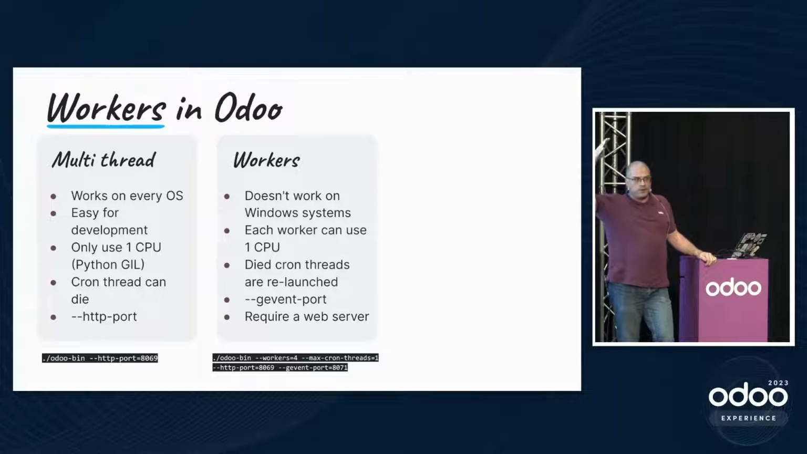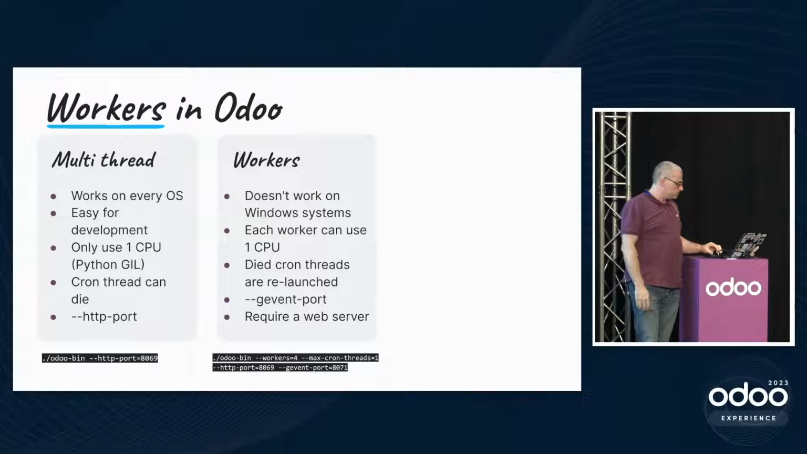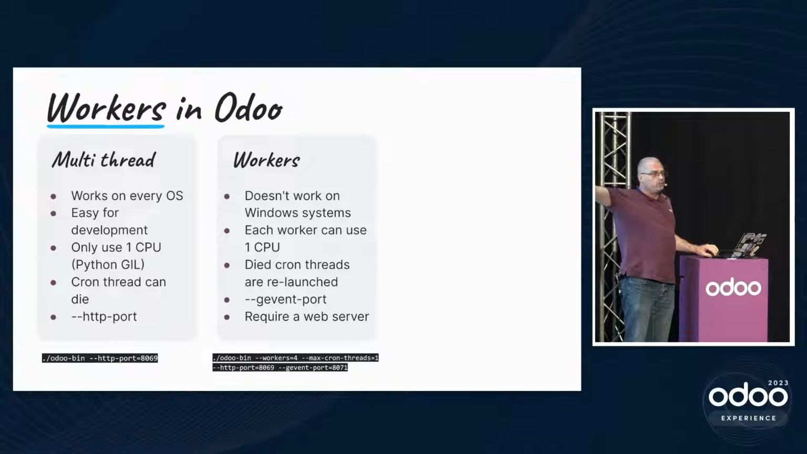Okay? Then you have two options, the HTTP port and the gevent port. You can specify the number of workers you are launching, and you can as well choose the number of cron threads you will launch. This is the only recommended way to deploy a production. The multi-thread is not for production. The second one is the one for production.